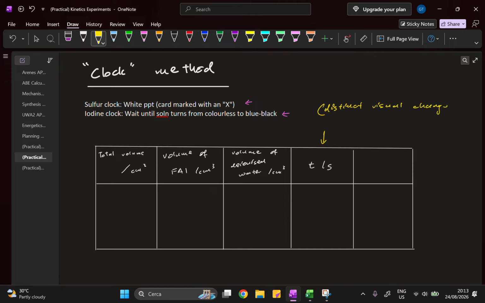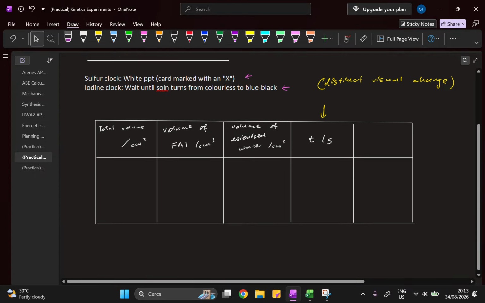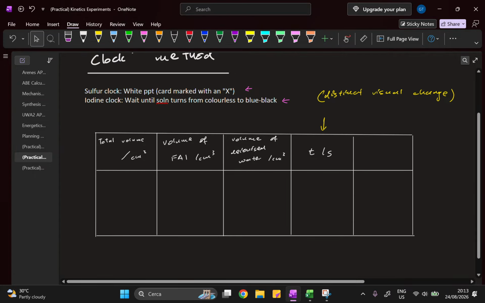So yeah, as I said, the distinct visual change for the iodine clock is really cool, and I want to see it in real life one day. And then this is all of your data that you collect, right? Got one more column here for the derived data.